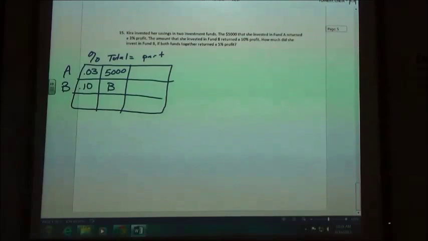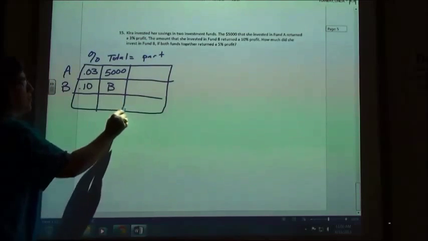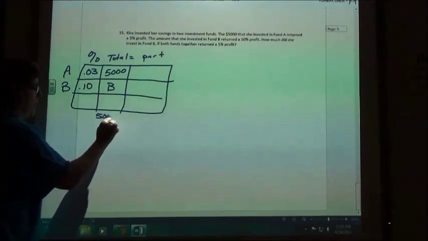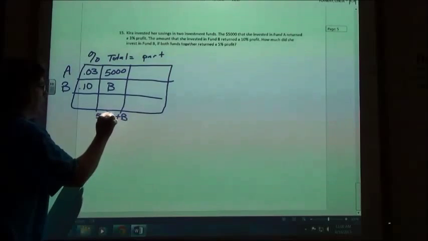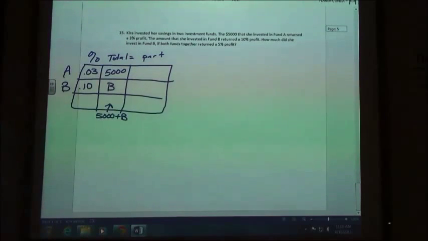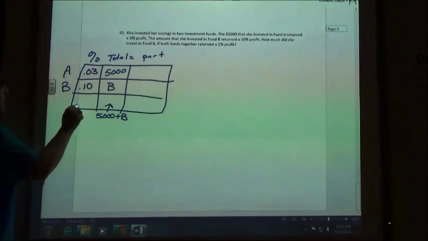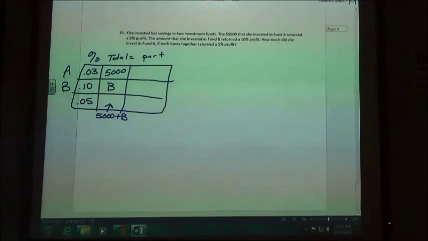Now this time it didn't tell us the total amount at the end. It said if both funds together returned a 5% profit. So we have to think about what both funds together would be. 5,000 plus B is the total amount that I invested in my 2 accounts. 5,000 in the first one, B in the second one. The percent on my total was 5%.